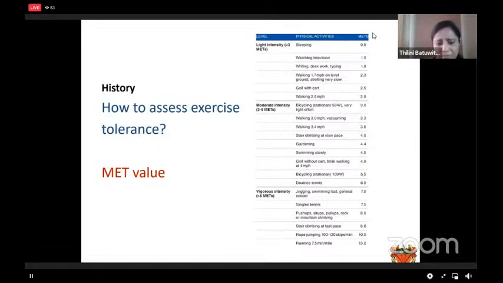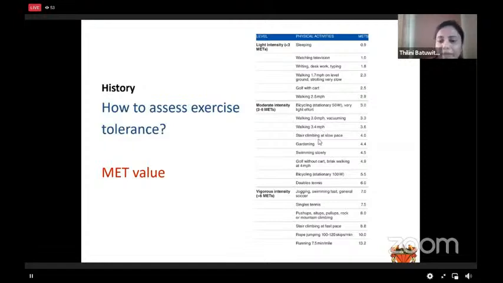Various activities that we do in life will have various MET values. I think you can see it on the screen. So this MET value will give us an idea of how fit the patient is, or the exercise tolerance of this patient. Usually for anesthesia or surgery, we expect the patient to have a MET value of at least 4 or more than that.